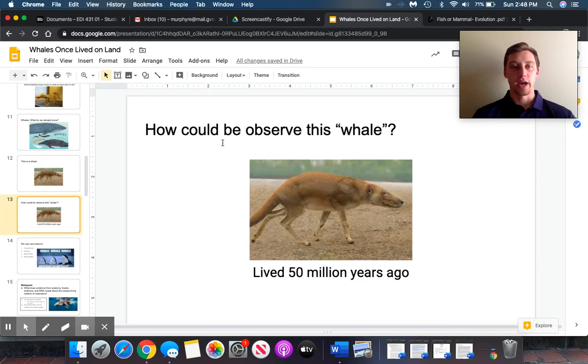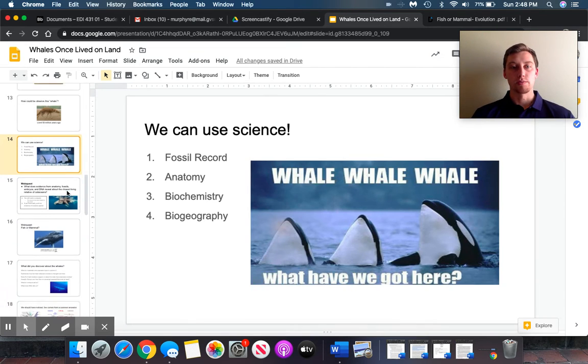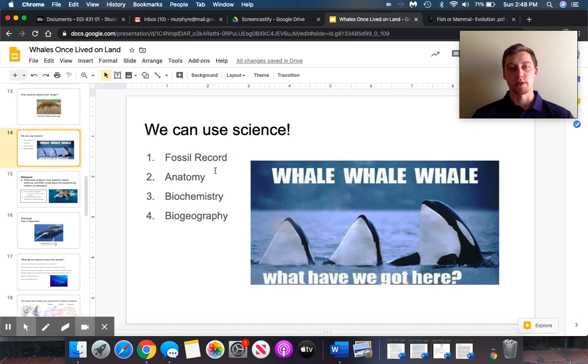And so I ask, how can we observe this whale? How do we know it's a whale? It lived 50 million years ago. How do we observe this species, this organism right here? From past notes and lessons that we've done before, students should be able to recognize that we can use the fossil record, anatomy, biochemistry, looking at DNA, and biogeography, that type of science, to learn more about this organism.